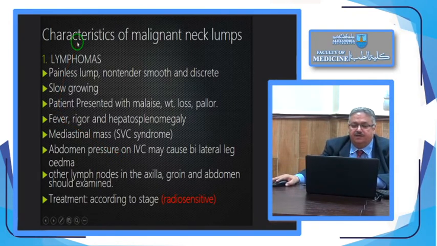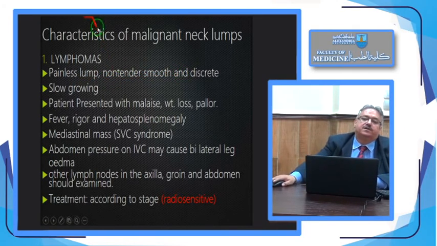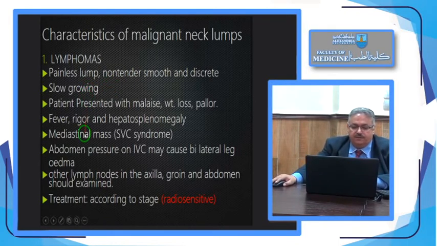Well, we finished the benign neck lumps. We jump to the malignant neck lumps. Lymphomas, first: painless, non-tender, smooth and discrete nodes, slowly growing. Patient presented with malaise, the B symptoms, weight loss and pallor, fever and rigors, and when you are examining the abdomen, you might find hepatosplenomegaly, and if there is a mediastinal mass, it leads to compression of the superior vena cava, leading to what's called superior vena cava syndrome.